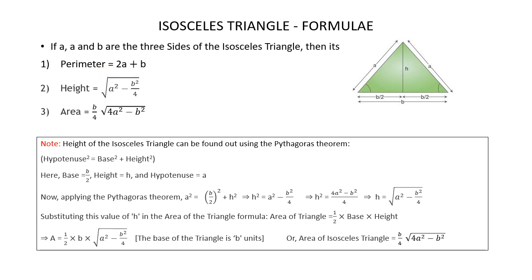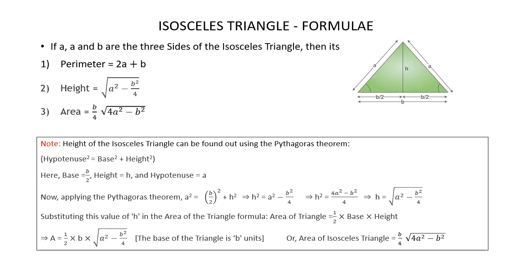Height of an isosceles triangle is equal to square root of a squared minus b squared by 4. Area of an isosceles triangle is equal to b by 4 multiplied by square root of 4a squared minus b squared.